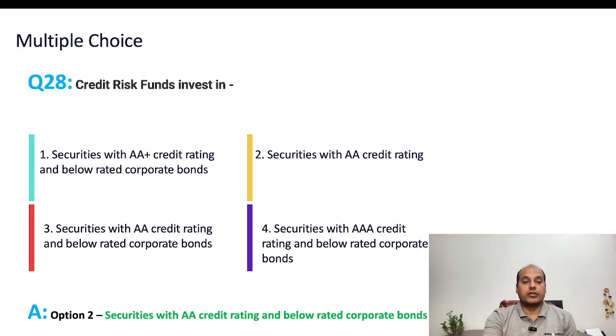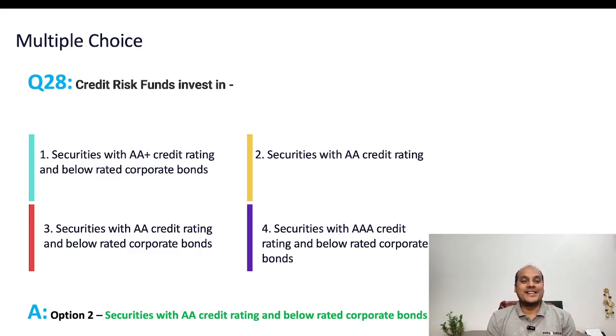and fourth is also wrong. So option 1 is correct. I would just say the answer which I have listed here in this presentation. By mistake, I have mentioned option 2, and the answer itself is correct, but option 2 is wrong. It's option 1. Okay, securities with AA credit rating and below rated corporate bonds. I'm really sorry, I just messed it up.